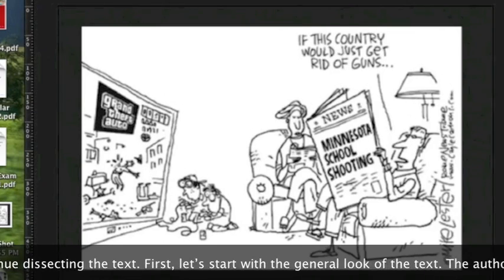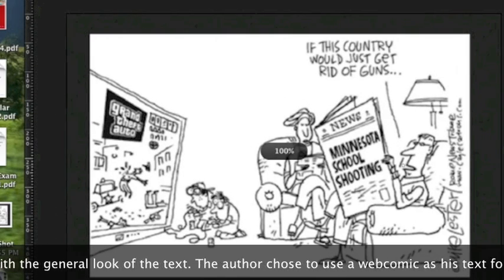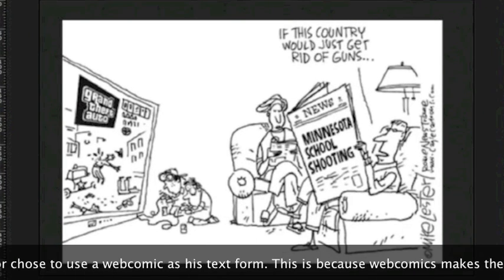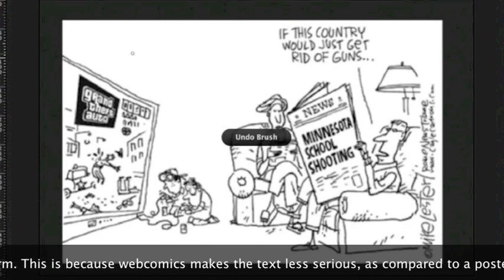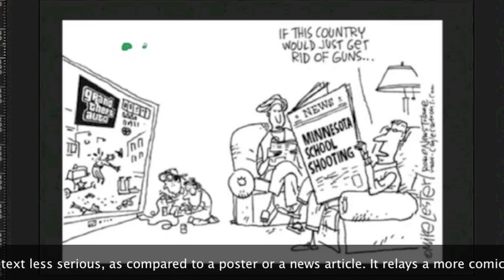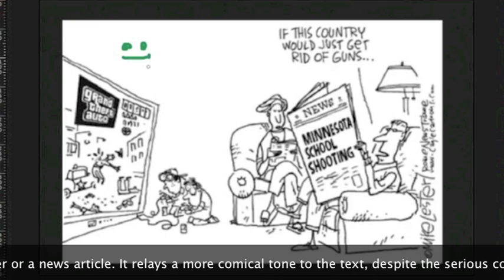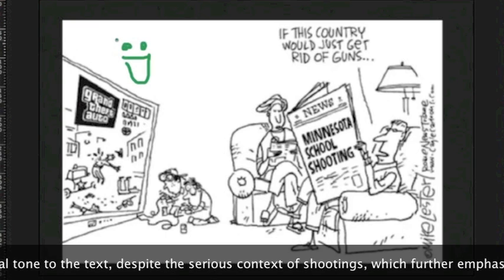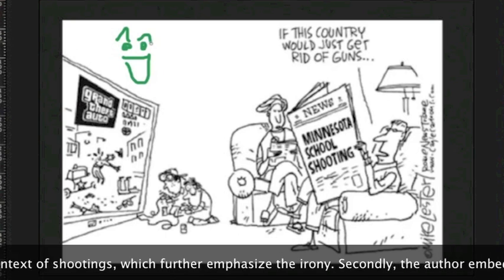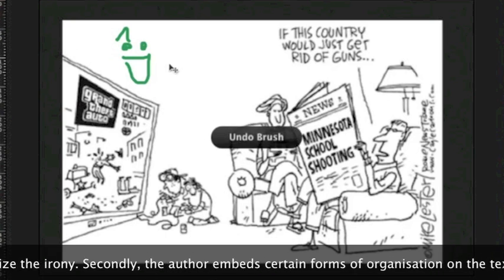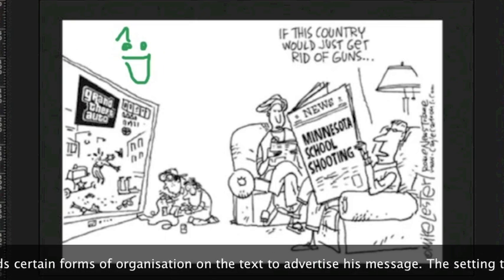Continue dissecting the text. First, let's start with the general look of the text. The author chose to use a webcomic as his text form. This is because webcomics make the text less serious as compared to a poster or a news article. It relays a more comical tone to the text despite the serious context of shootings, which further emphasizes the irony.